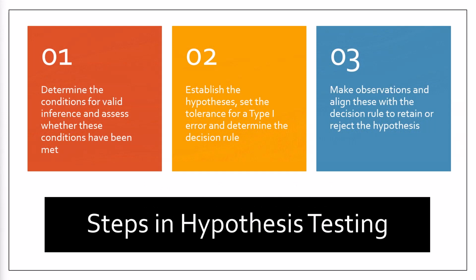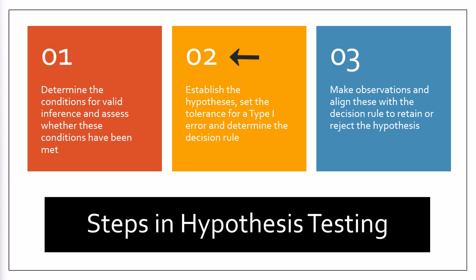First, let's review the steps in hypothesis testing. The first step is to make sure that you have met the conditions for valid inference. And if you have met those conditions, then you can move on to step 2, establishing the hypothesis, setting up your tolerance for a type 1 error. Sometimes that tolerance is based upon an industry standard, like 0.05 is a common one. And then you determine the decision rule. That is, under what conditions will I reject the null hypothesis? Under what conditions will I retain, that is, not reject the null hypothesis?